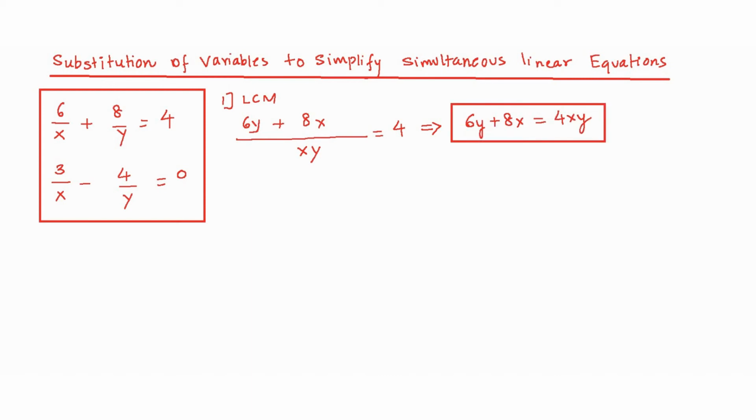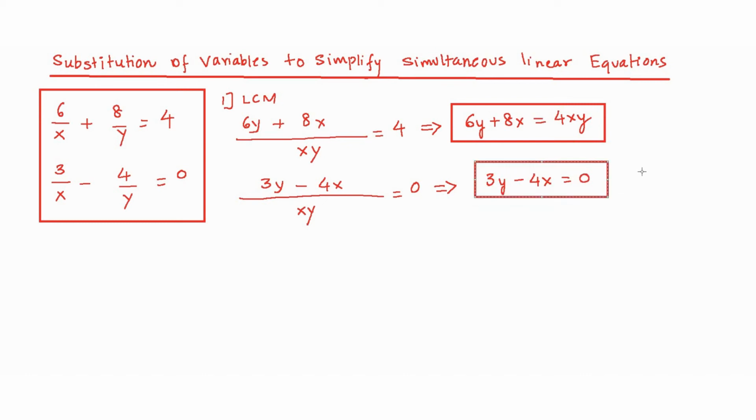Now let's solve the second equation. Again, I can take the LCM over here. The LCM is xy, and I have 3y minus 4x as my numerator. So y gets multiplied by 3 and x gets multiplied by 4. This is equal to 0, which implies xy transposes to the other side for multiplication. So I get 3y minus 4x is equal to 0. So this forms my second equation.